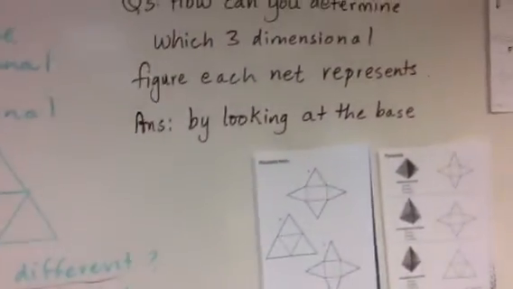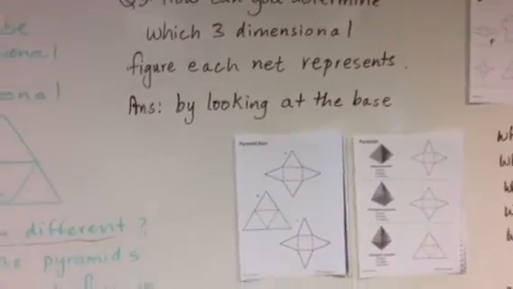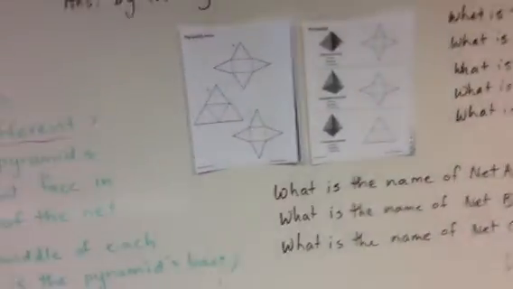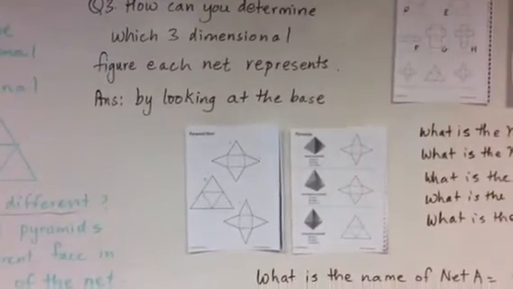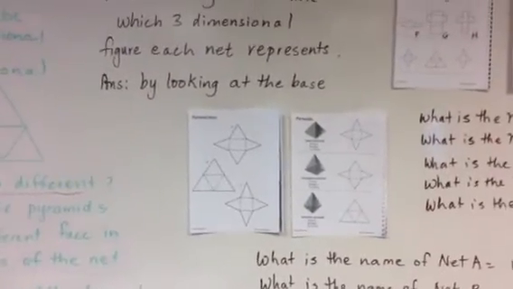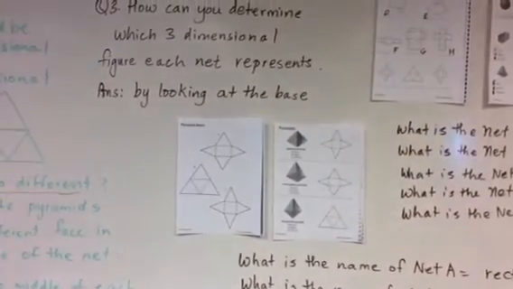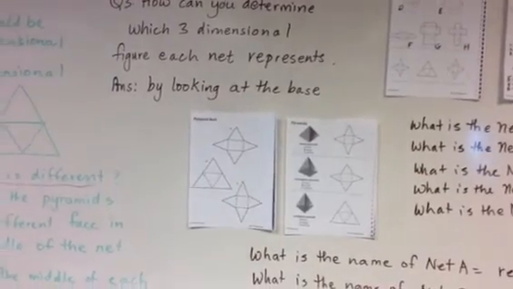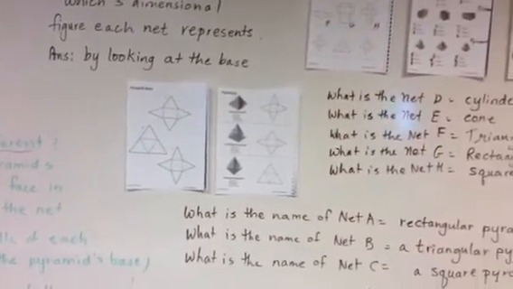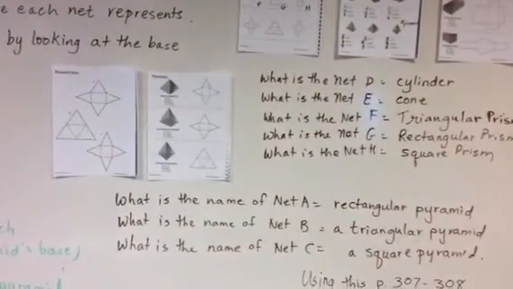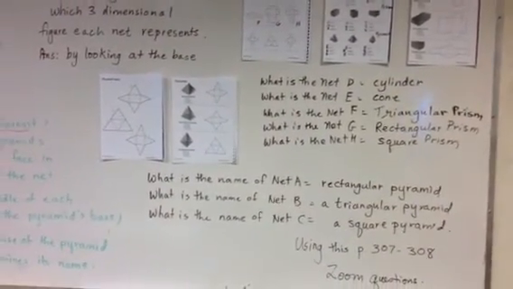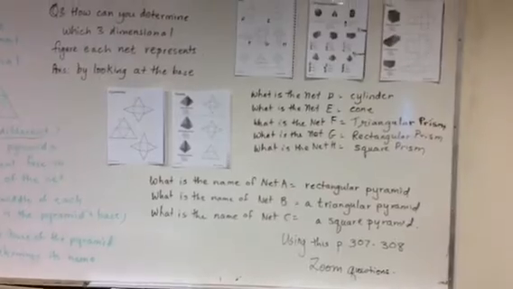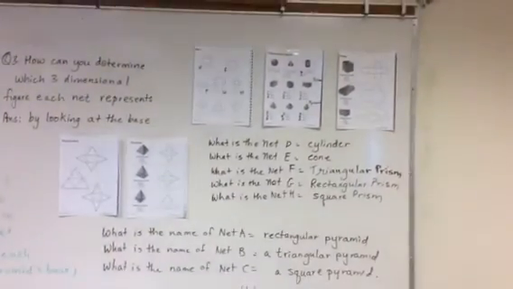How can you determine which 3-dimensional figure each net represents? By looking at the base. Okay, and I think I explained that to you. What is the name of net A? Net A is called a rectangular pyramid. What is net B called? A triangular pyramid. What is net C called? A square pyramid.